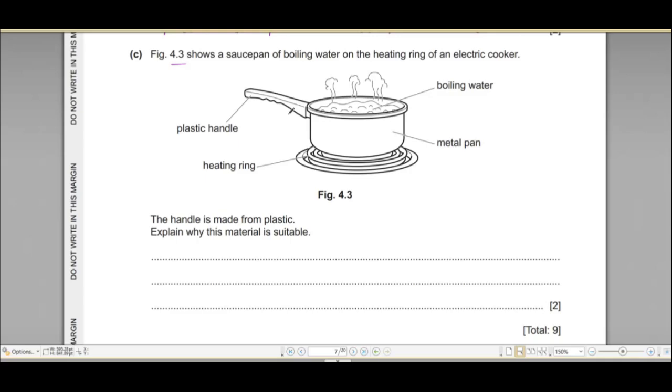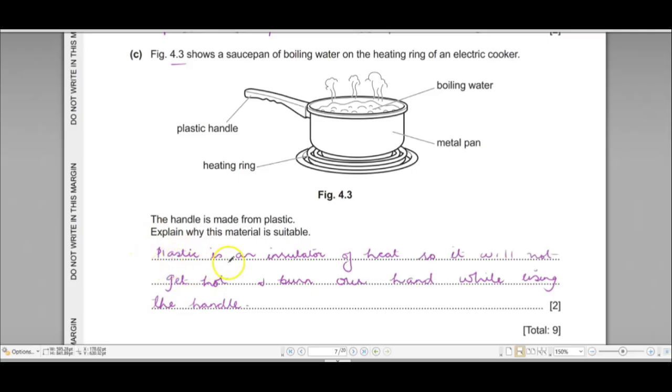All right, and since it is not a metal, it does not have free electrons that help with the movement of heat and, in some cases, electricity as well. So if we need to heat something and pick the pan, our hand is not going to burn. That is why the handle is made from plastic. So we will write that plastic is an insulator of heat, so it will not get too hot, and burn our hand while using the handle.